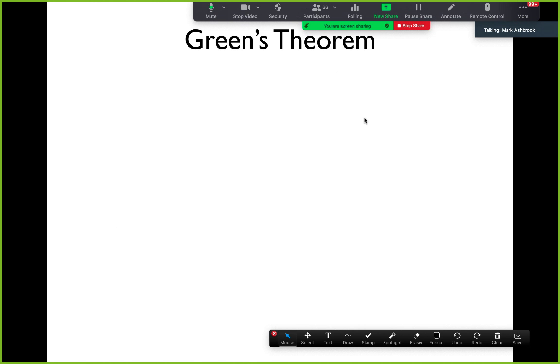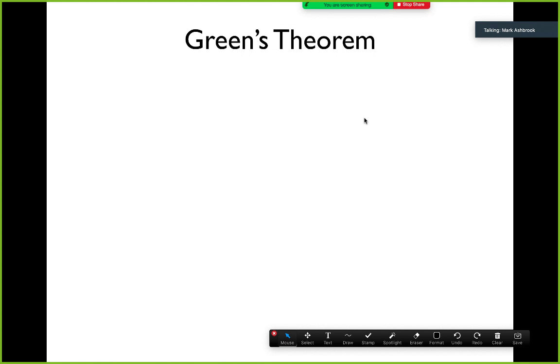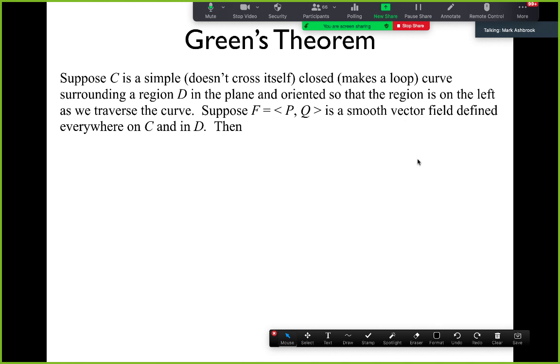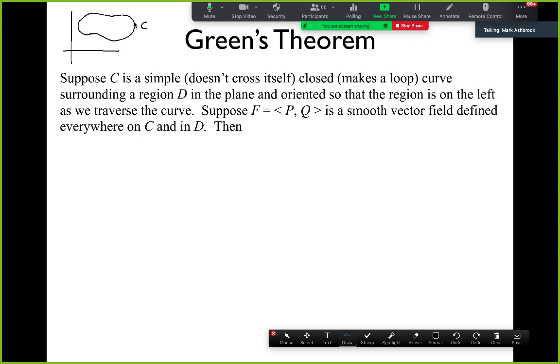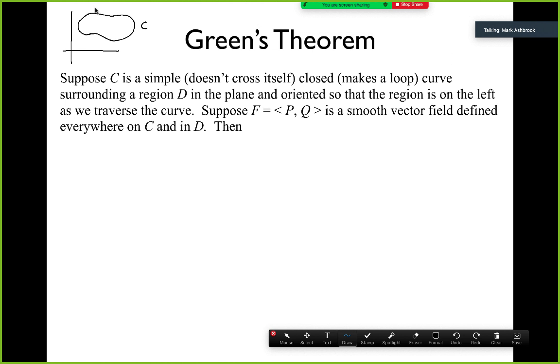Okay, so let's take a look at something. We'll switch gears here to something called Green's theorem. Here's the setup for Green's theorem. These are all the conditions that have to be met. You need a simple, let's draw a picture, you need a simple closed curve. Simple means that it never crosses itself. So here's an example of C. It makes a closed loop, and then that closed loop creates an interior region D. All the points inside the closed loop are called the region D.